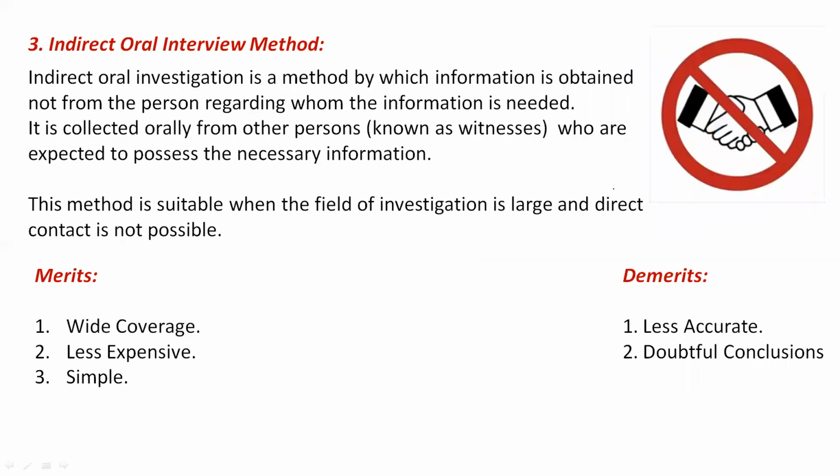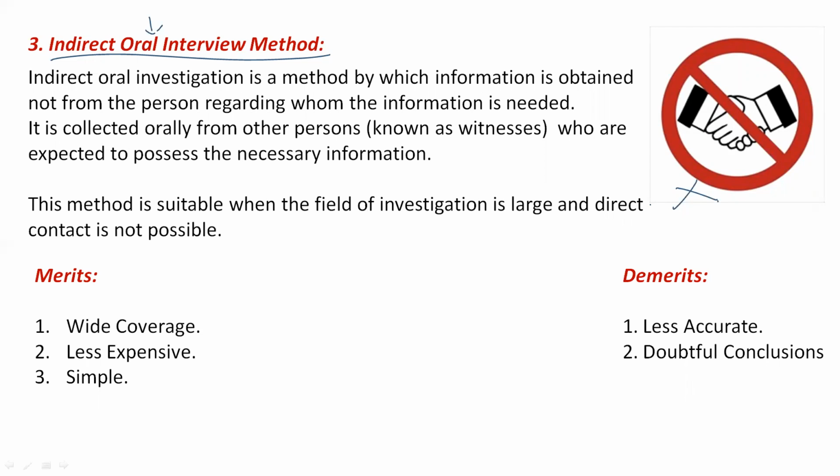Now the third method that we have is the indirect oral interview method. Okay, so this method is quite opposite to the direct personal interview method. In the direct personal interview method, what happened? The investigator directly meets the informant and asks or questions whatever information he requires. But in this case, what happens? The investigator will not directly meet the informant. So as you can see, there will be no direct contact between the investigator and the informant.